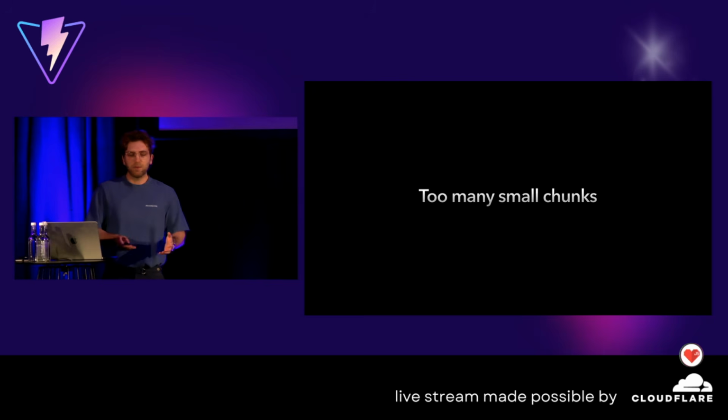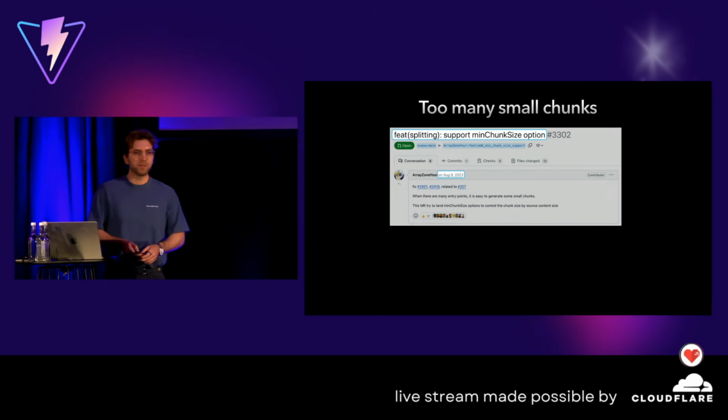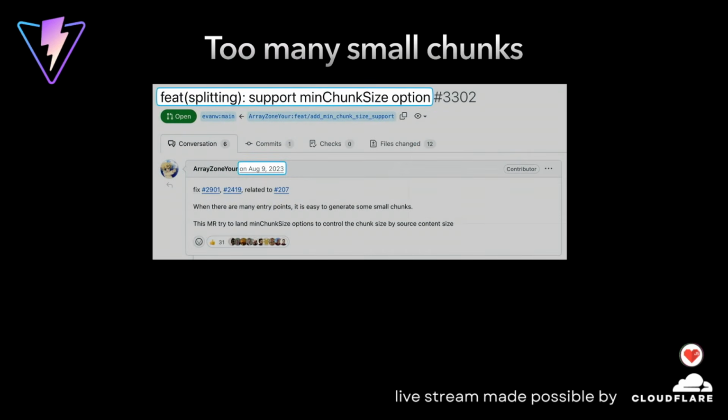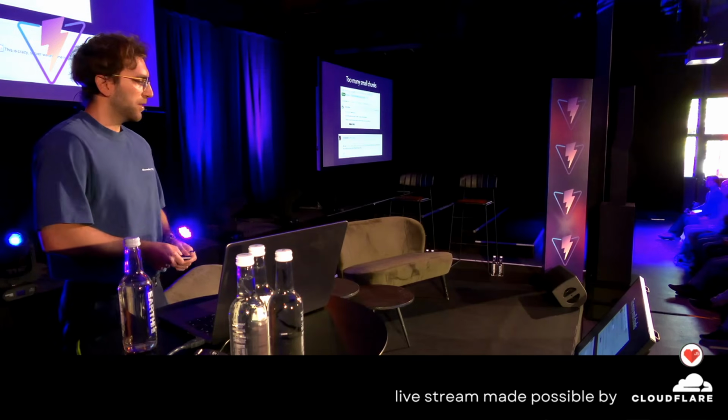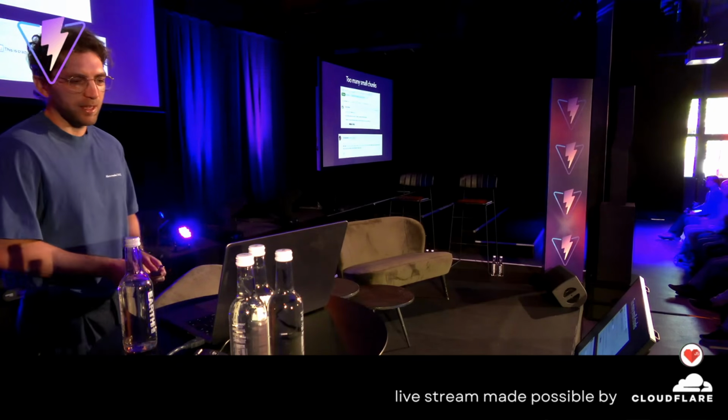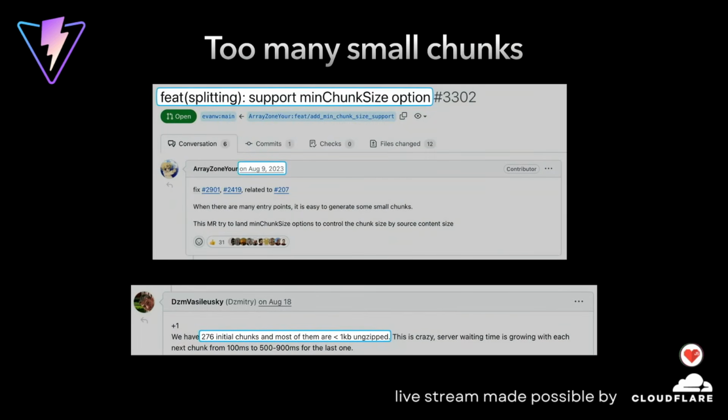So why do I say I don't want to bash on esbuild? Because it has some issues. For example, one of those is too many small chunks. This is a PR that got filed over 2 years ago, and it's still open. It hasn't been merged, even though it's stable. Some people use it. And as mentioned, there's a sweet spot in chunks, so this would be a very useful option, right? I want to put attention to the latest comment on this PR. Someone mentions he has 276 initial chunks, and most of them are under 1 kilobyte un-gzipped. That's really redundant. Keep this in mind for later again.